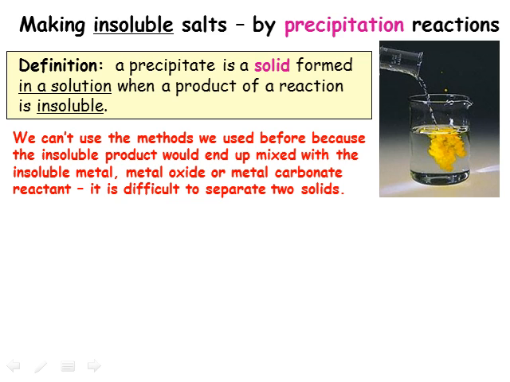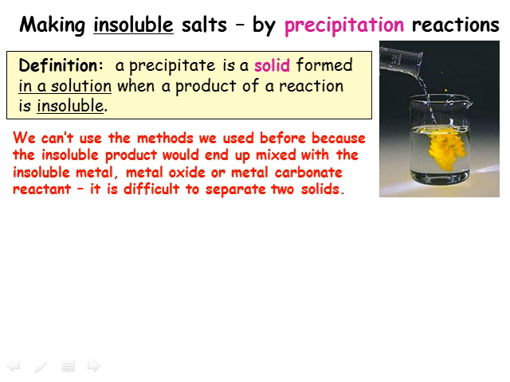Our methods so far have been designed to produce solutions of salts from which we can then obtain the solid crystals by evaporating the water. That's fine so long as we want to make soluble salts, but if we use these methods to make salts which are insoluble, then we will struggle to separate the solid salt we've made from any unreacted substances which are also solids. Instead, we form a precipitate of the salt we want.